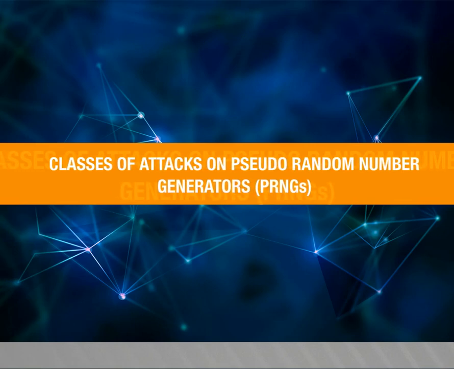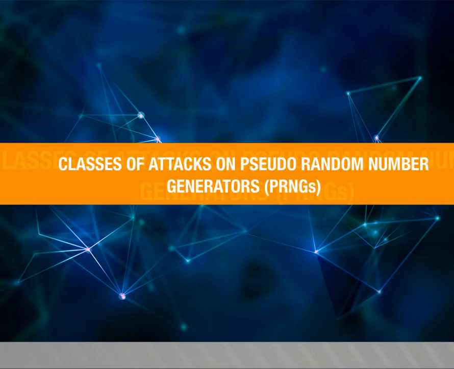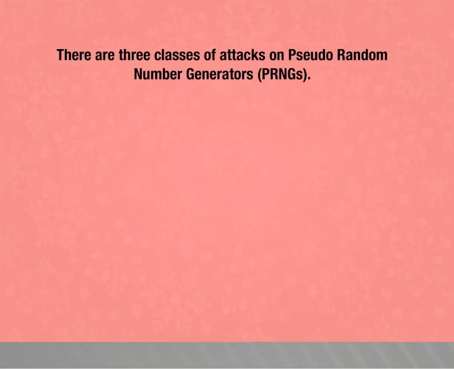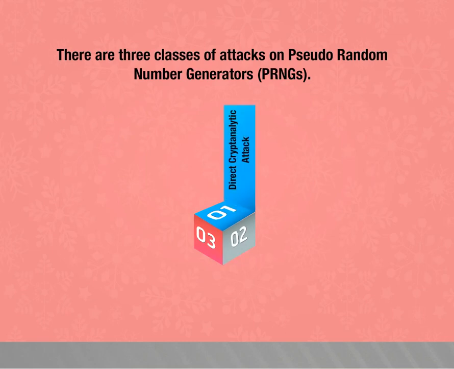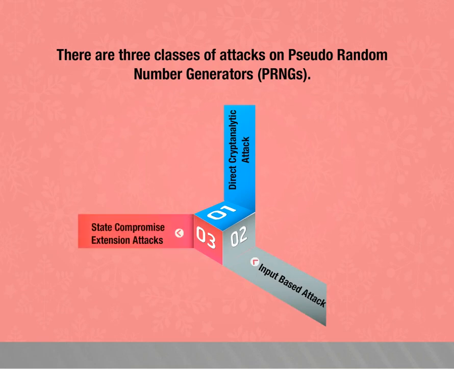Classes of attacks on pseudo-random number generators, PRNGs. In this video, we will learn about classes of attacks on pseudo-random number generators, PRNGs. There are three classes of attacks on PRNGs: direct cryptanalytic attack, input-based attack, and state compromise extension attacks.